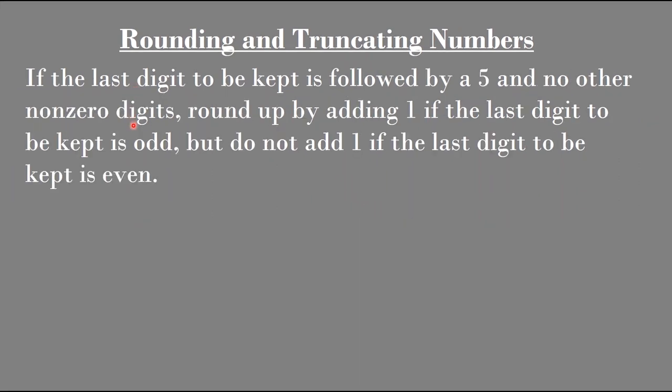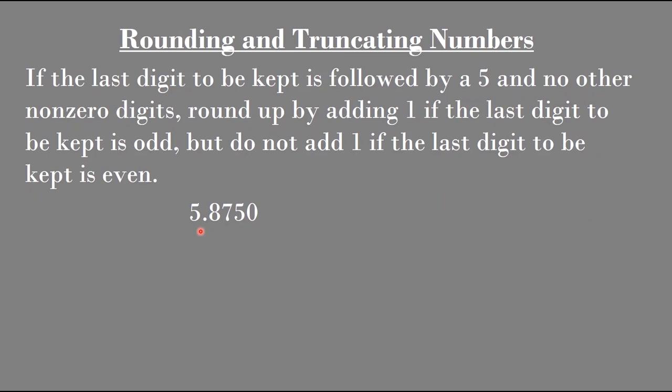The next rounding rule is that if the last digit to be kept is followed by a 5 and no other non-zero digit, then round up by adding 1 if the last digit to be kept is odd, but do not add 1 if the last digit to be kept is even. So here I have an example.